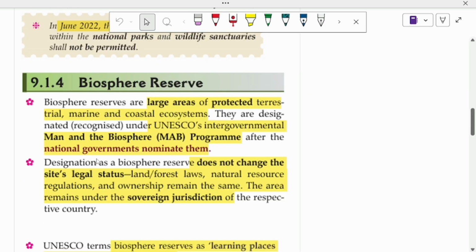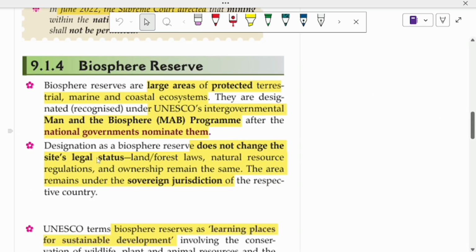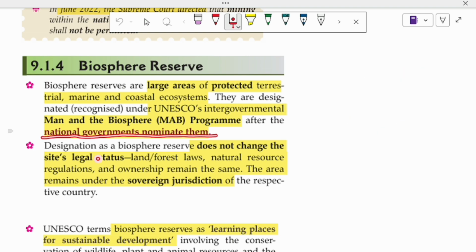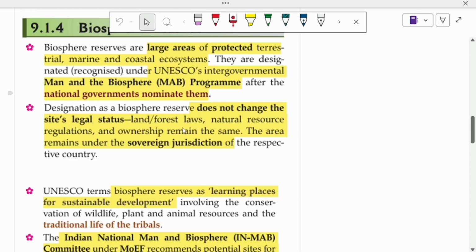Then, Biosphere Reserve. Biosphere Reserves are large areas of protected terrestrial, marine and coastal ecosystems. They are designated and recognized by UNESCO under the MAB, the Man and Biosphere Programme, after the national government nominates them. The designation of a Biosphere Reserve does not change the site's legal status. Land, forest land, natural resource regulation and ownership remain the same. The area remains under the sovereign jurisdiction of the respective country.